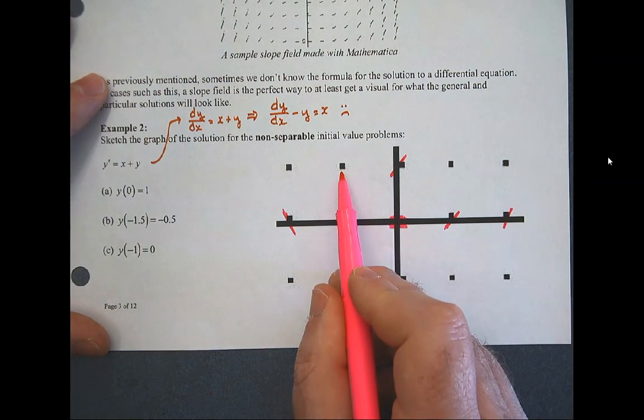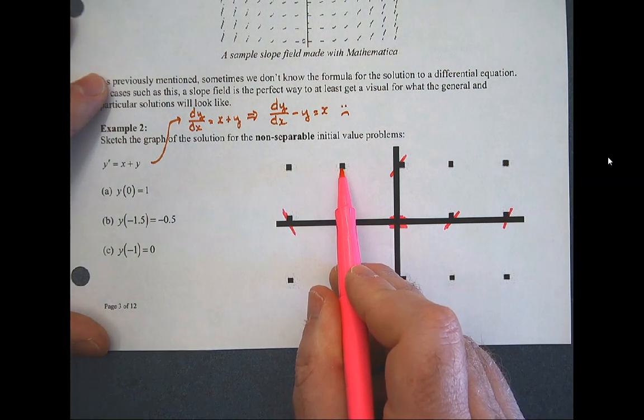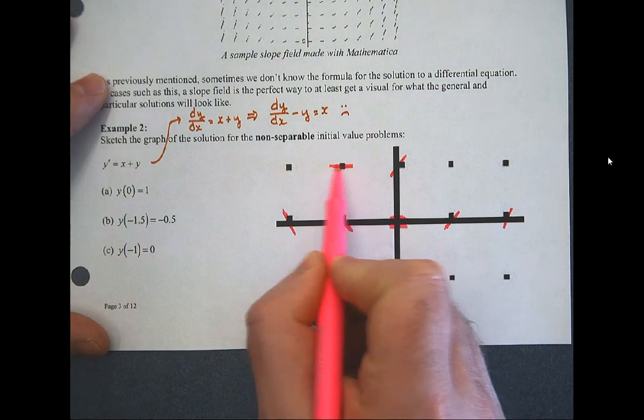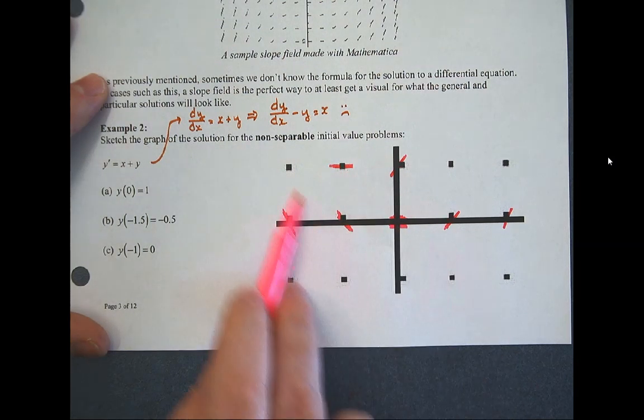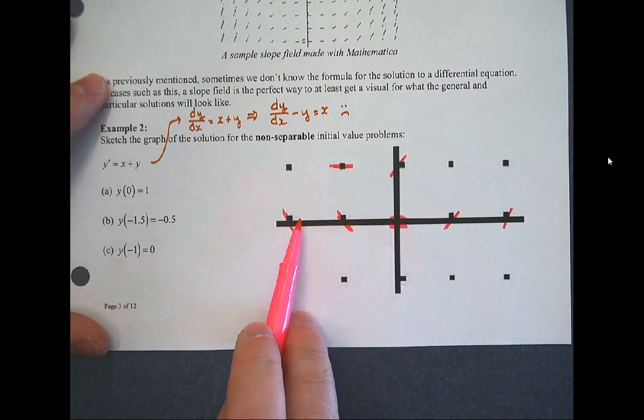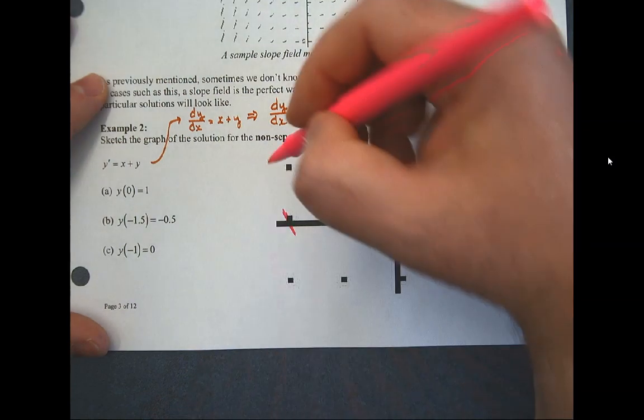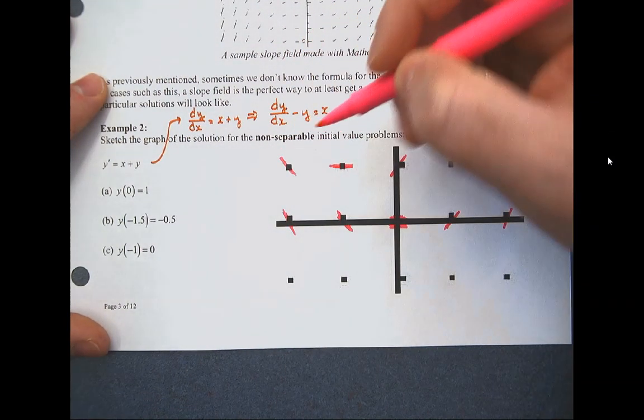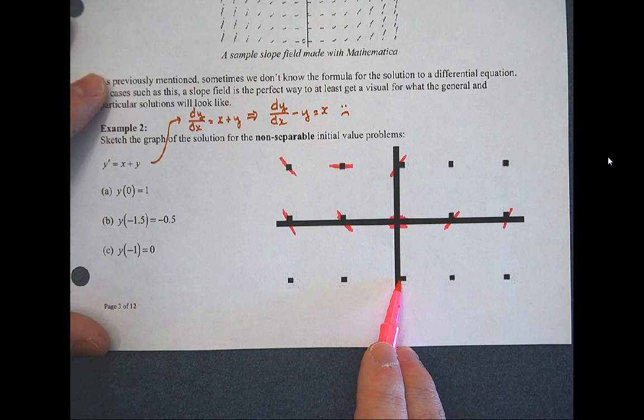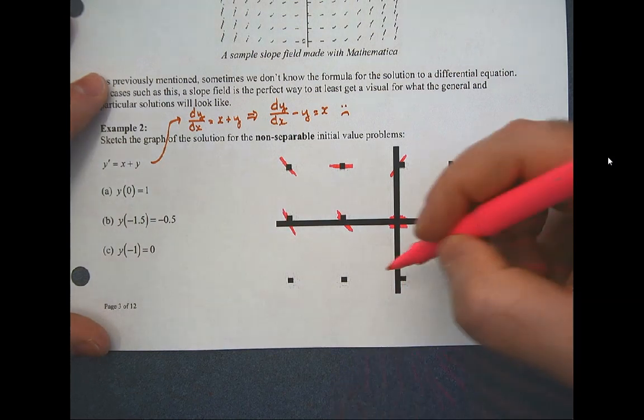This is negative 1, 1. Negative 1 plus 1 is 0. Maybe there's a pattern here, huh? Let's see if this is negative 1. So that's negative 2 plus 1 is negative 1, yeah. I'm guessing this is going to be negative 1. 0 plus negative 1 is negative 1.